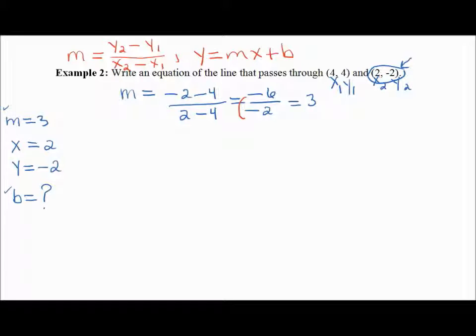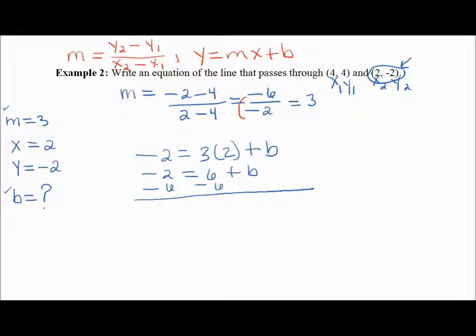So I'll put this information in slope-intercept form. It becomes negative 2 equals, what's my slope? 3 times 2 plus b. I'll use this information in order to figure out, okay, well, what's the y-intercept of this line? So this becomes negative 2 equals 3 times 2 is 6 plus b. I'll subtract 6 from both sides of the equation. I'm simply solving for b. Negative 2 minus 6 is negative 8. 6's cancel out is equal to b. So now I know the y-intercept. I know where this line crosses the y-axis.